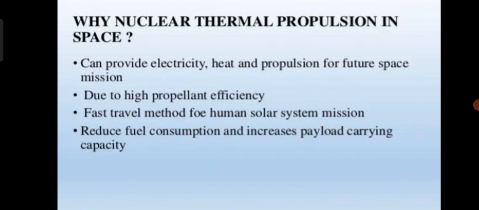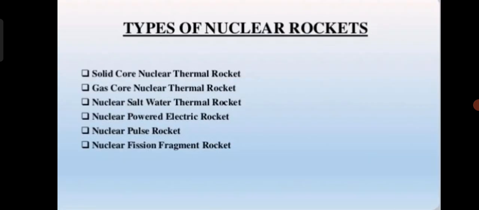Why nuclear thermal propulsion in space? It can provide electricity, heat, and propulsion for future space missions, due to high propulsion efficiency, faster travel, and human solar missions, reducing fuel consumption and increasing payload capacity. There are a few types of nuclear rockets: solid core nuclear thermal rocket, gas core nuclear thermal rocket, nuclear salt water thermal rocket, nuclear electric rocket, nuclear pulse rocket, and nuclear fission fragment rocket.